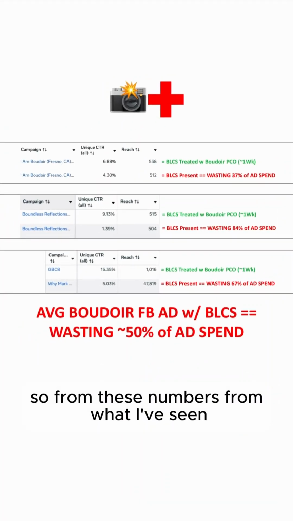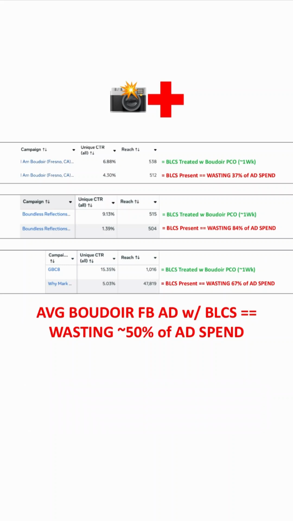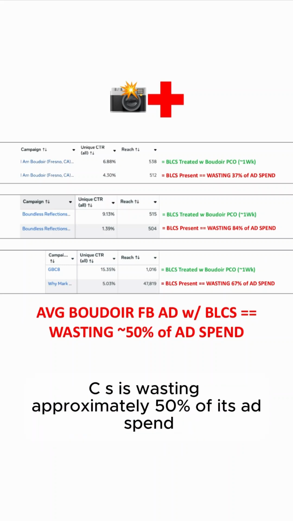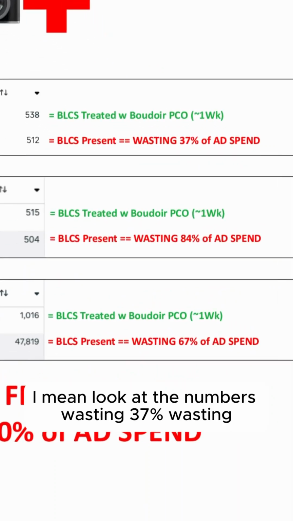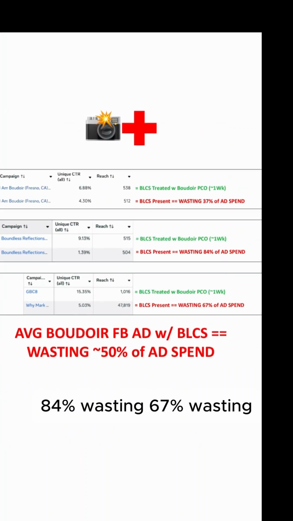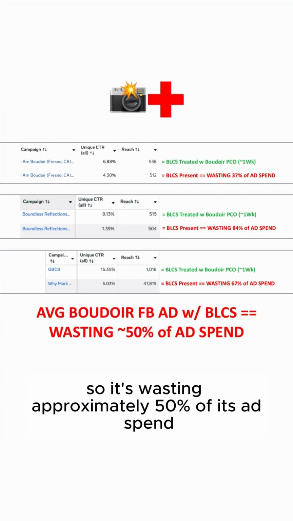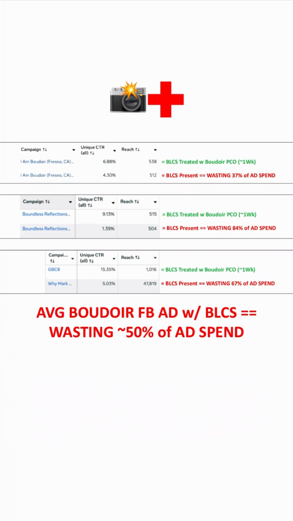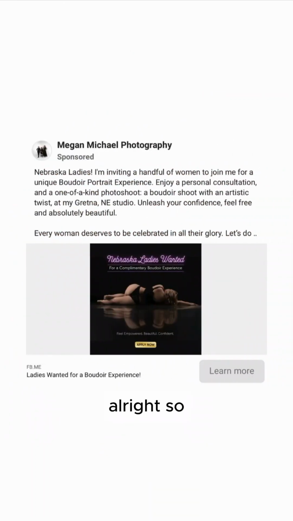So from these numbers, from what I've seen, the average boudoir Facebook ad with BLCS is wasting approximately 50% of its ad spend. I mean, look at the numbers: wasting 37%, wasting 84%, wasting 67%, so it's wasting approximately 50% of its ad spend.